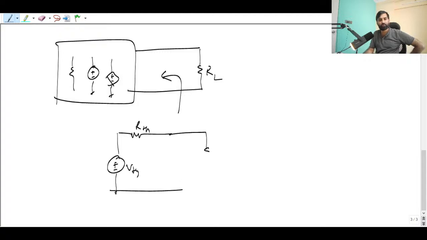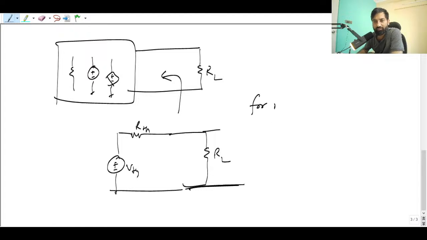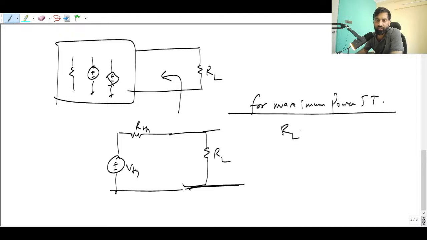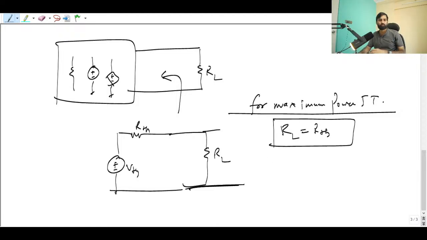Then again you can connect back the RL. If you want maximum power transferred to the load RL, you have to make sure that, from the maximum power transfer theorem, the load resistance should be equal to RTH, or you can say the load resistance must be equal to the source resistance, if you consider this RTH as the source resistance.